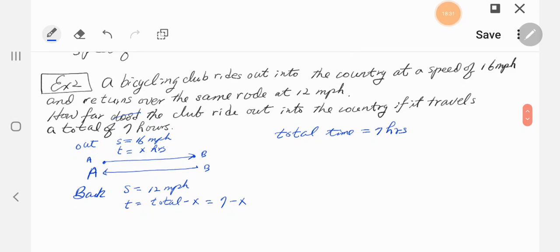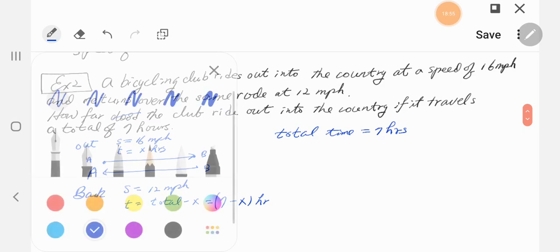So we already used up x hours. So when you come back, the total is 7 hours. So the round trip is 7 hours. So when you go out, it took x hours. So when you come back, it will be total minus x. So 7 minus x hours. Make sense?